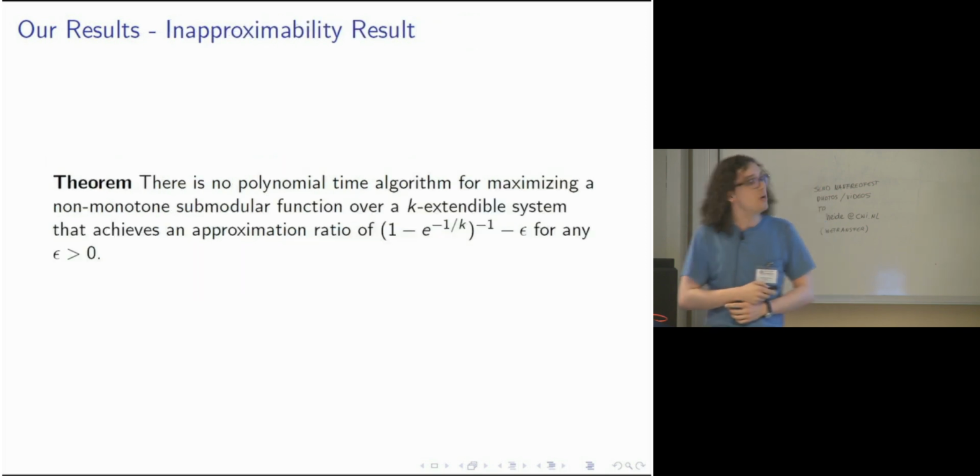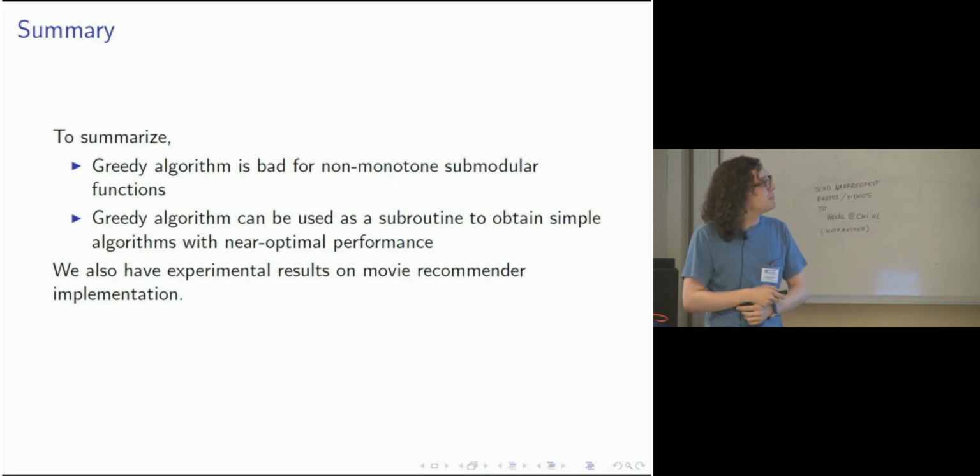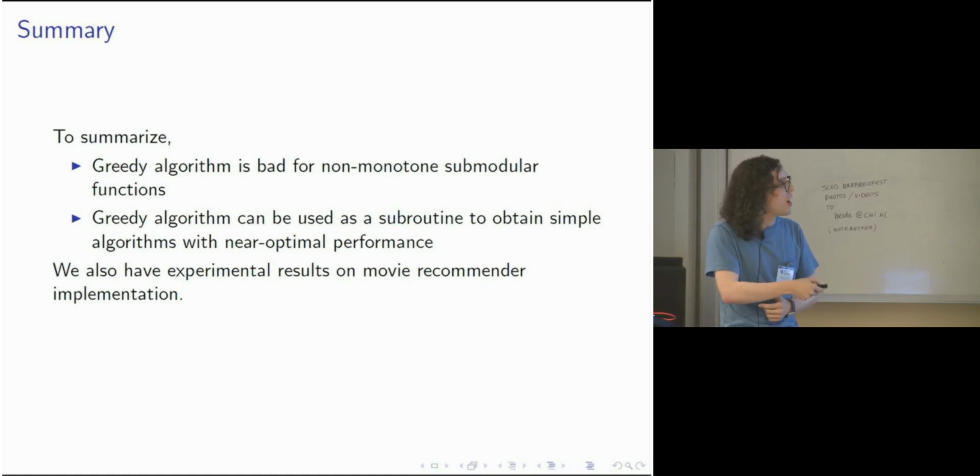I'm out of time, but I'll point out that we also have these hardness results here that show that our algorithms are near optimal. So to summarize, the greedy algorithm is in general bad for non-monotone submodular functions, but just doing very simple invocations of the greedy algorithm, we can obtain near optimal performance. Thanks.